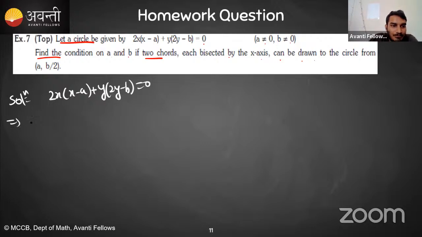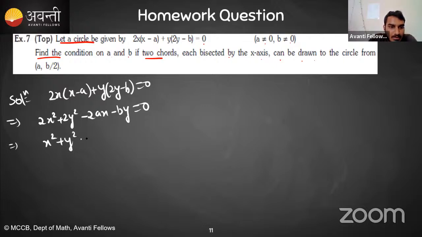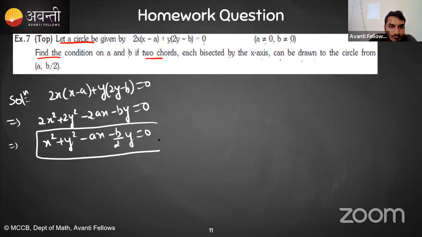इसको थोड़ा अच्छे से लिख लो. 2x square plus 2y square minus 2ax minus by is equal to 0. तो कितना आ गया ये? x square plus y square minus ax minus b by 2y is equal to 0. So this is the circle.